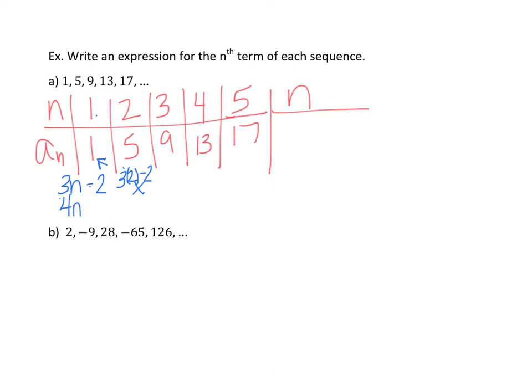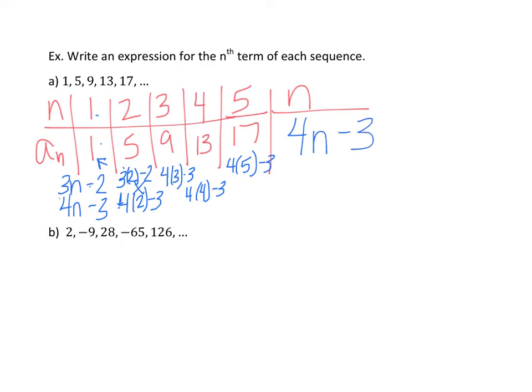Okay, let's try 4. 4 times n gives me 4. I'm going to have to subtract 3. So does that work for the second one? That would be 4 times 2 minus 3. That works. 4 times 3 minus 3. That works. 4 times 4 minus 3. That works. 4 times 5 minus 3. That works. So our pattern must be 4 times n minus 3.